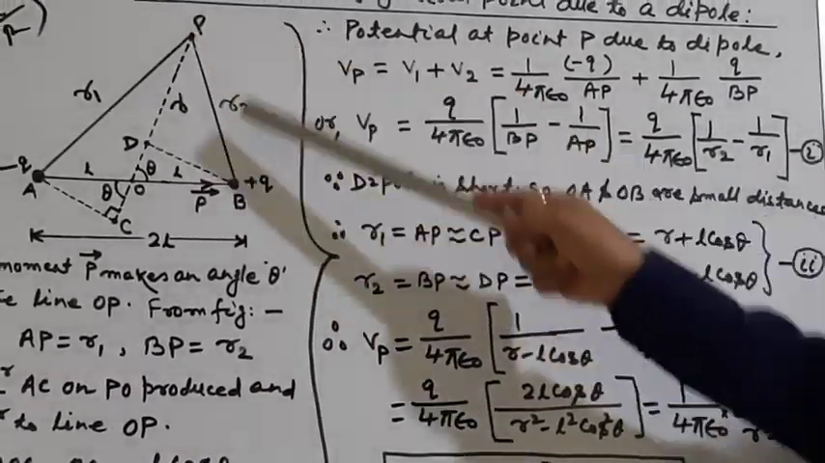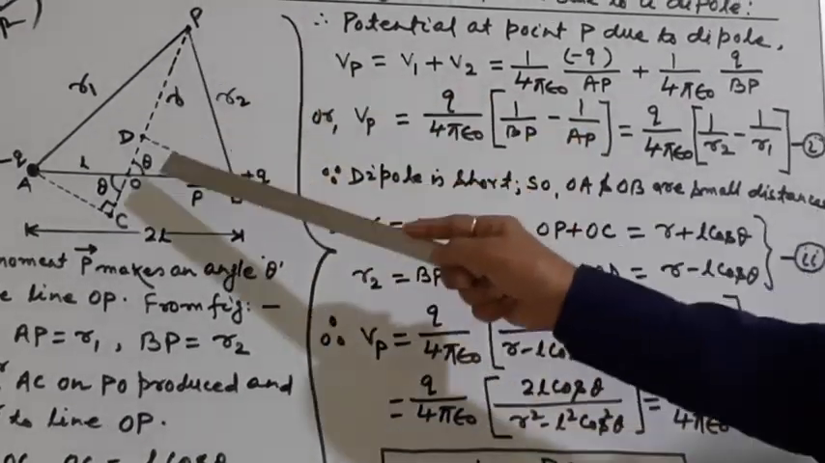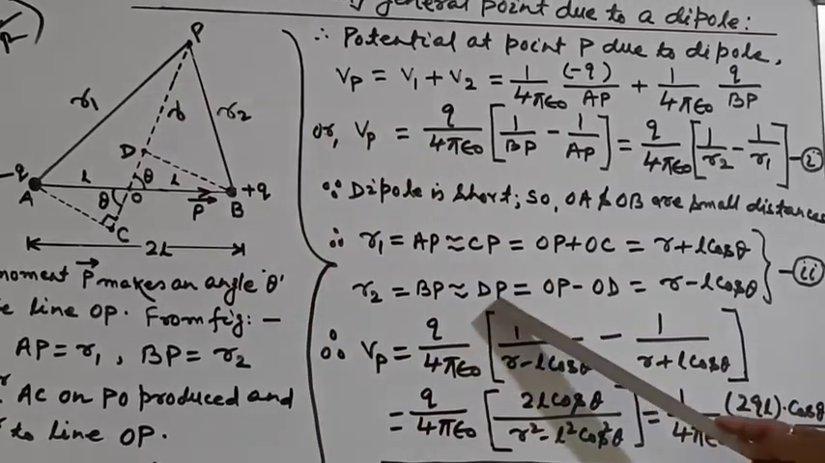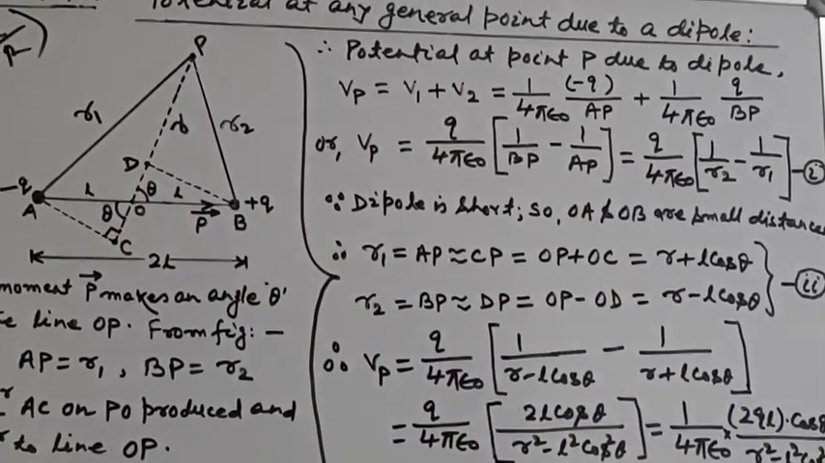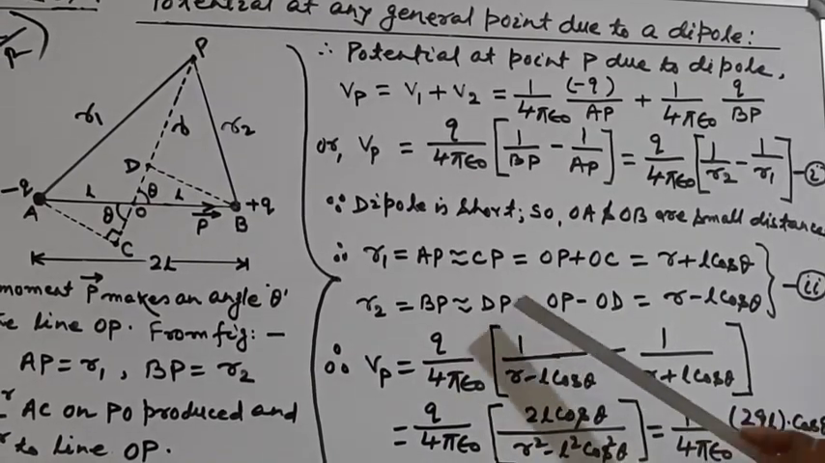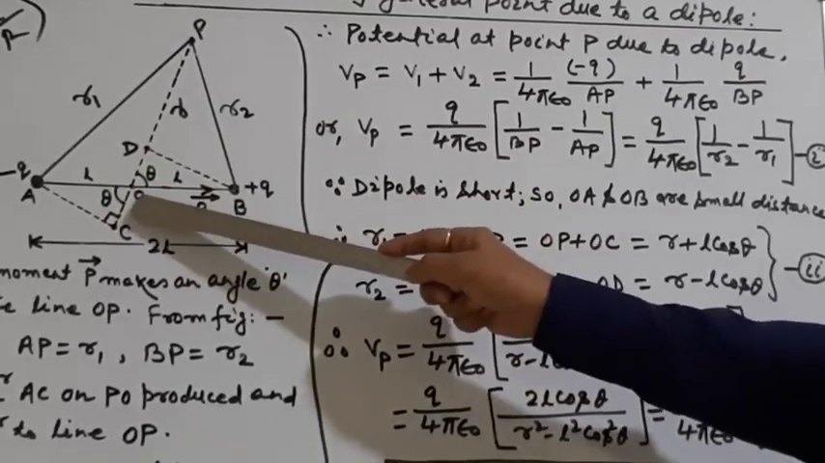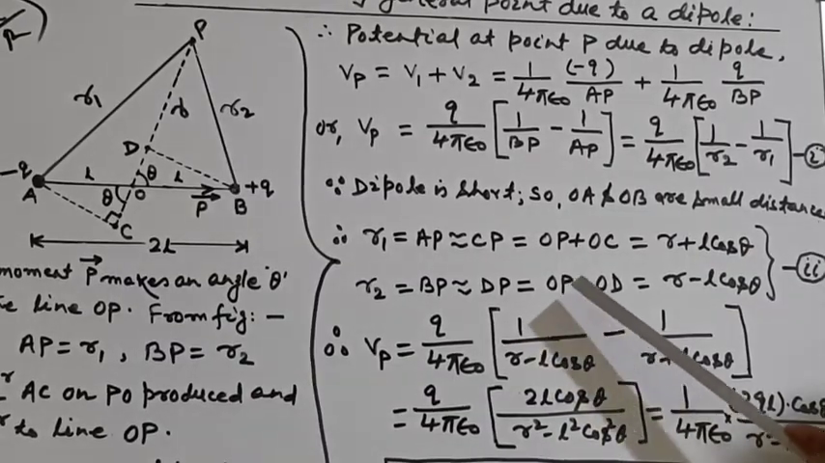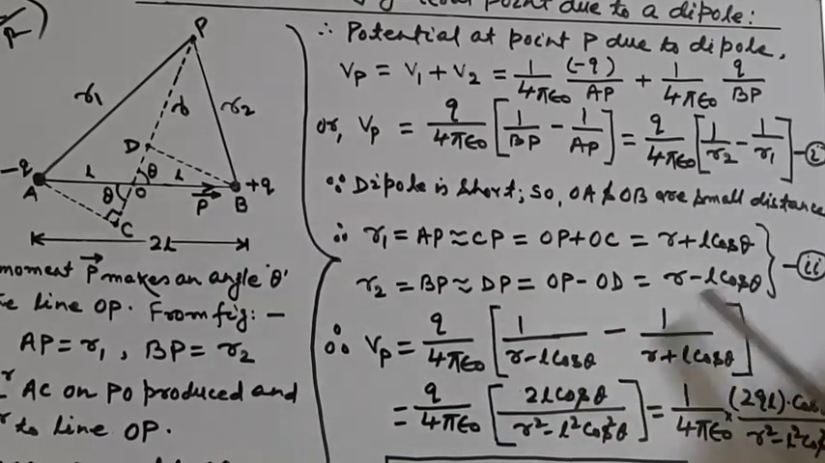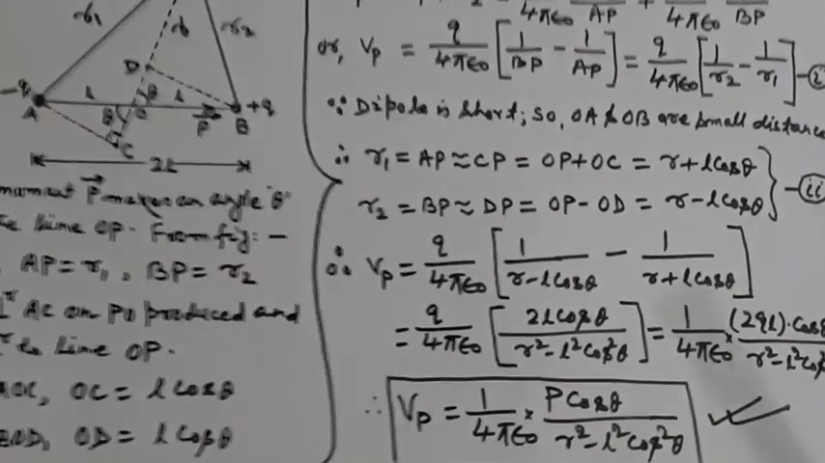Similarly, R2 is how much? R2 is BP, and this BP will be nearly equal to DP, because point D is very close to point B with respect to O. So DP is equal to OP minus OD. Putting the values, OP is R, and OD is again L cos theta. So this is the set of equation 2.